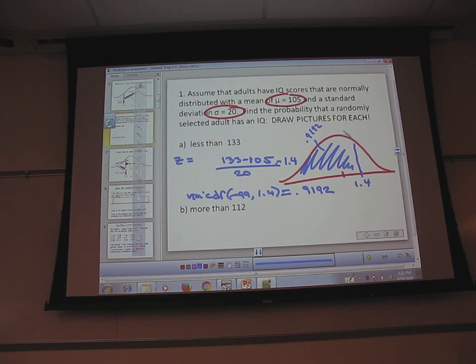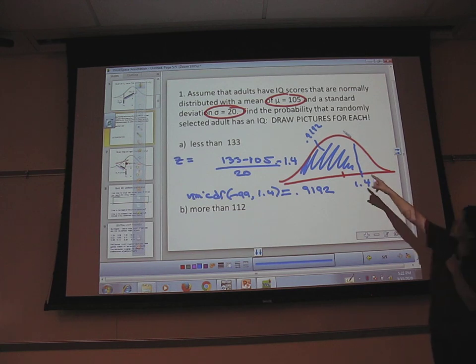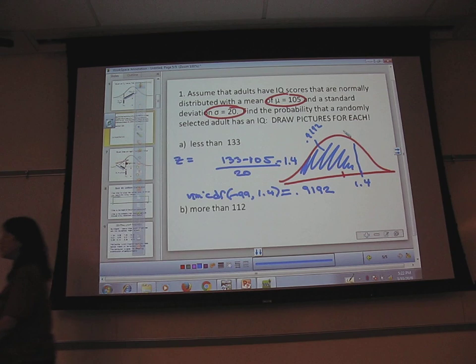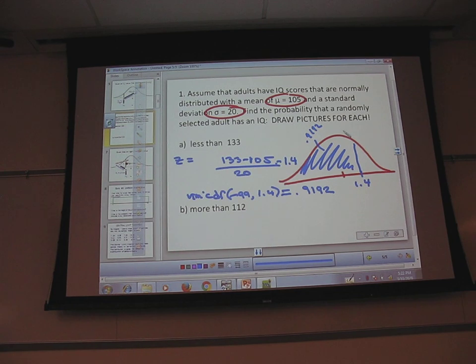So then I found a normal CDF of negative 99 and 1.4. Great, giving me 0.9192. Perfect. And I like how she labeled it. She put it up there as well. And I think I'm okay with you if you do normalcdf. I think I'm going to be okay with that. Oh, you usually have L, right? I'm sorry? Yeah, that's okay. I'm good with that. That seems good.